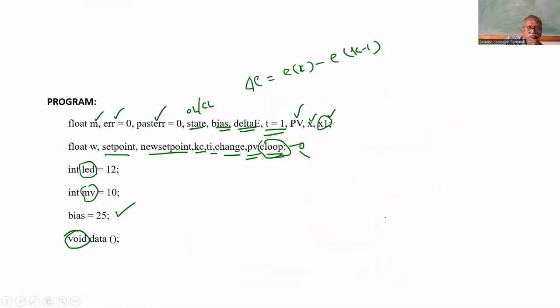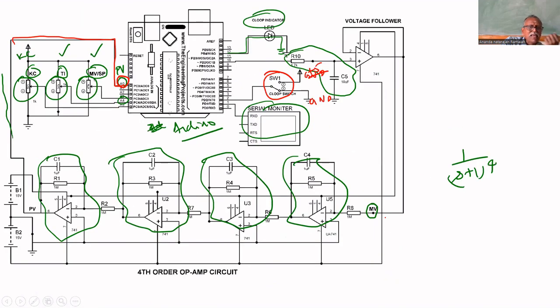That's all about it. But in the lab, this fourth order process is fabricated on a PCB. That's why there is no need to give connections. The only thing is whether your program is working or not, that you have to check in the lab. That's all about this fifth experiment.